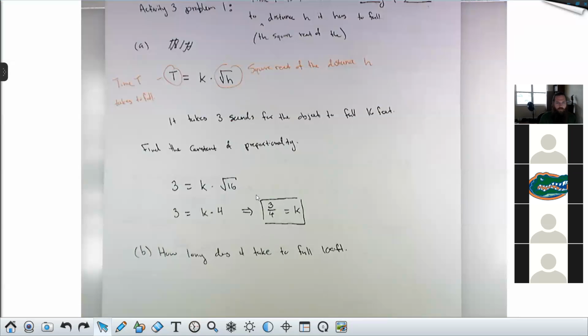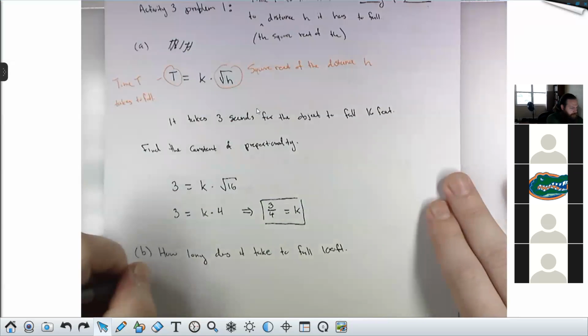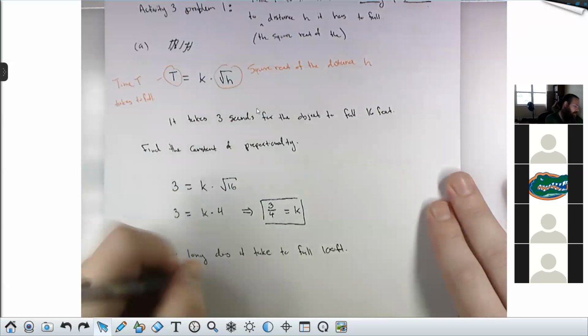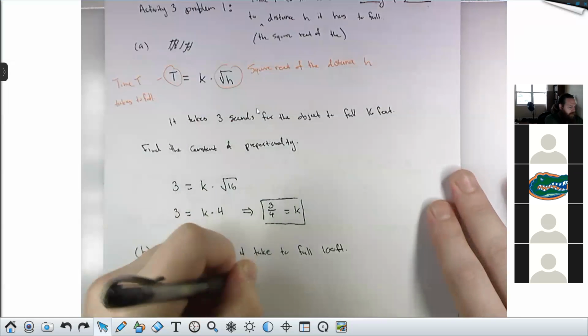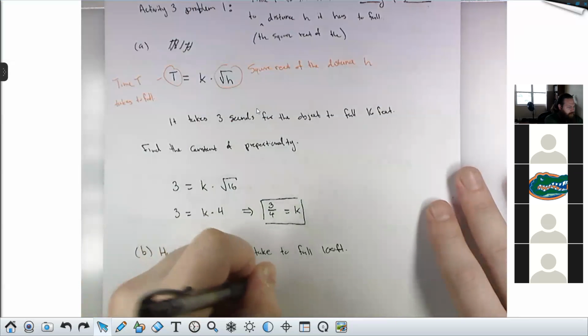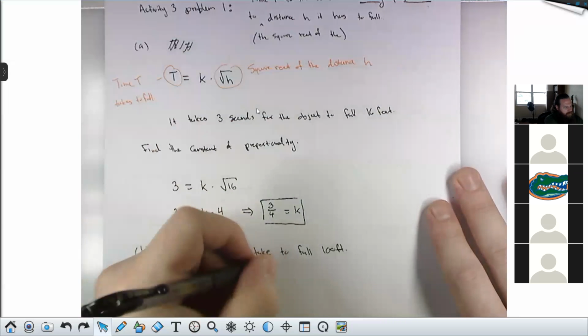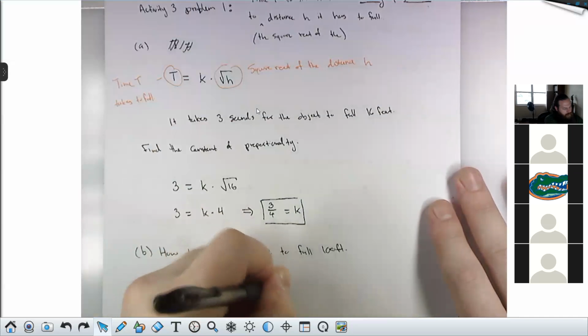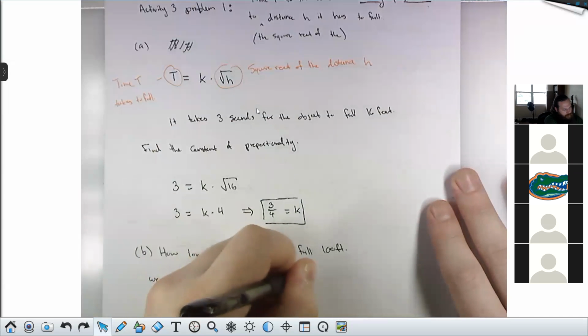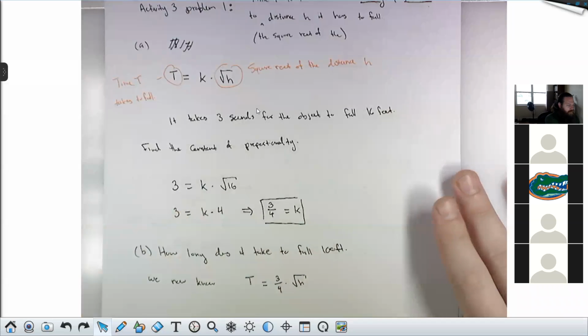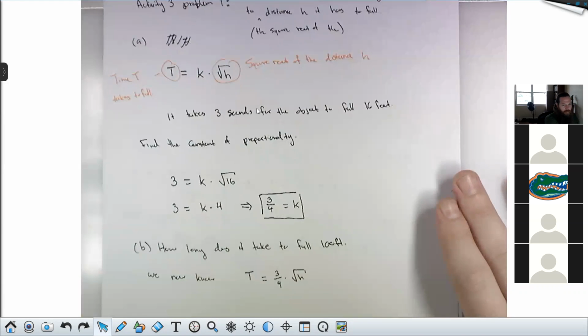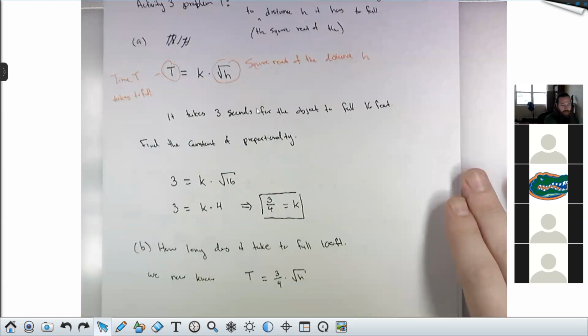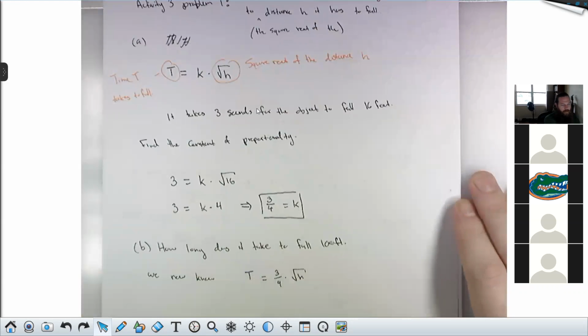Yeah, we need to plug this back in here. Well, we now know, and I call this updating the equation, right? We now know we can update our equation here to t equals 3/4 times the square root of h. And this is true for any height. If you want to know how long it takes to fall from 10 feet, 20 feet, 30 feet, 100 feet, 1,000,000 feet, in theory, this is how you would find out. You just plug that in for h.